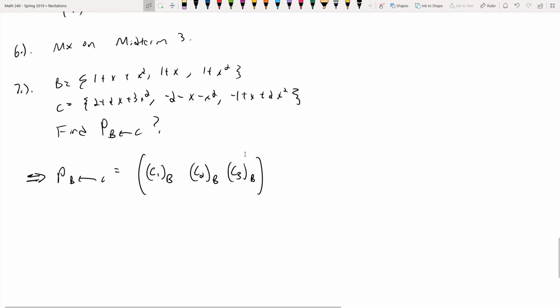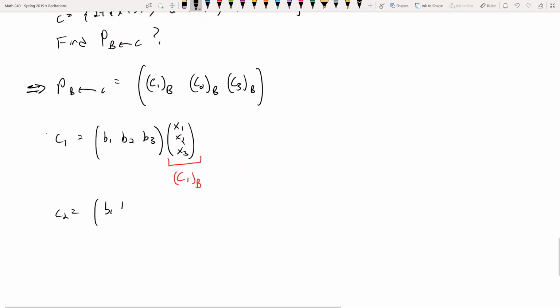Okay. So what does this really mean? It just means that C1 written in coordinates of B is essentially you have B1, B2, B3, and then you have X1, X2, X3. This is just C1, right? So this unknown vector right here, this is C1 written in terms of B. And the same thing for C2 and C3. It's B1, B2, B3, and then you have X1, X2, X3, and now this is C2 written in terms of B.